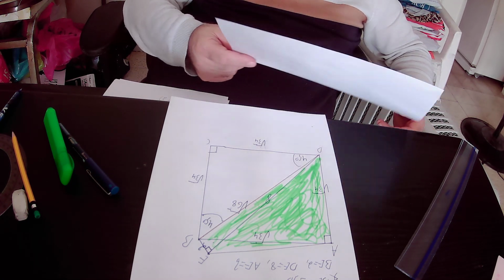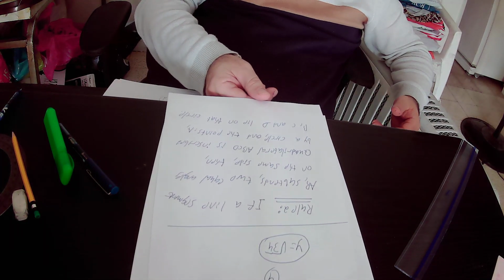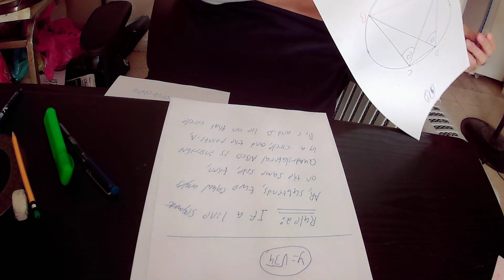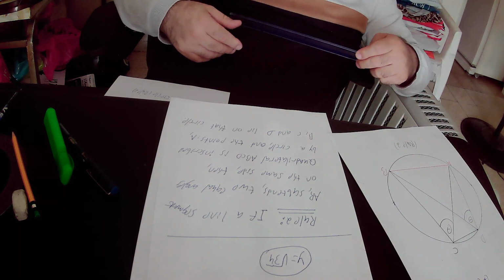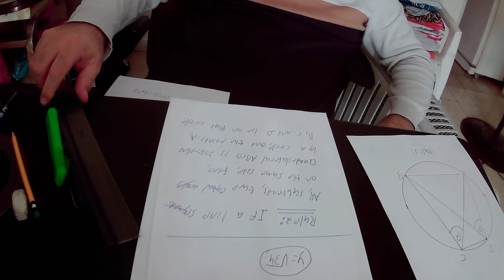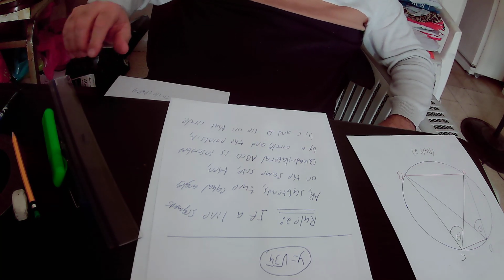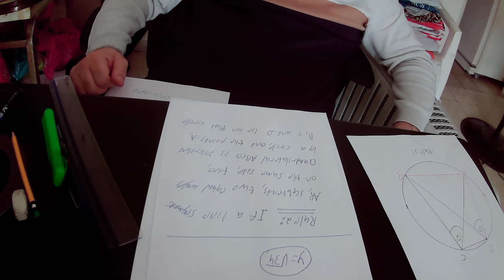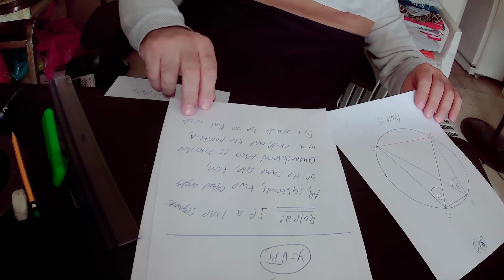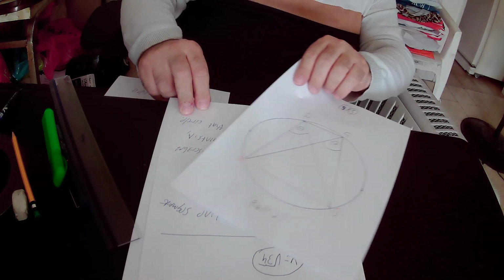Then I presented to you rule number 2. Rule number 2 says that if a line segment AB subtends two equal angles on the same side, then quadrilateral ABCD is inscribed by a circle and the 4 points A, B, C and D lie on that circle. So what is the meaning of rule number 2?